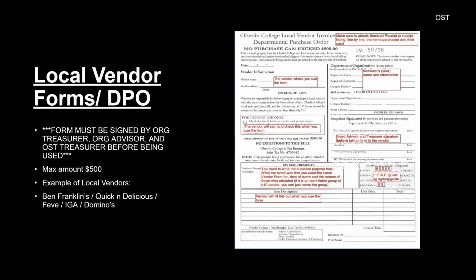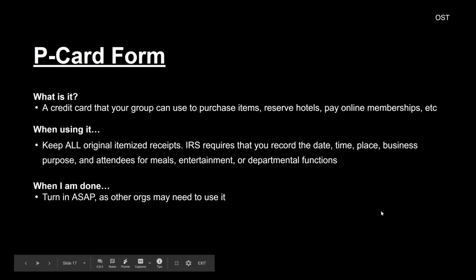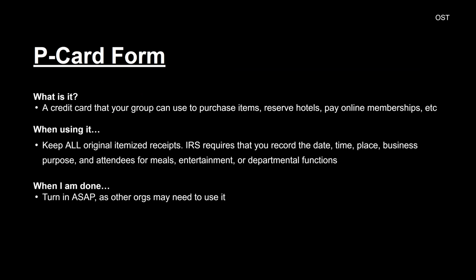So if you have a question about a DPO form, reach out to OST or your SFC point person first, to get some specific information about that, because it's not as easy as the other forms. P-card form. The P-card form is basically just a credit card. It's a form so that way you can purchase items a bit easier than a request for payment form. That way, when it comes to specific items or an online membership, you're able to just purchase it, turn the card back in, and keep going, instead of having to go through the process different ways.